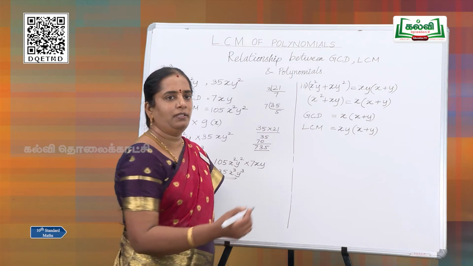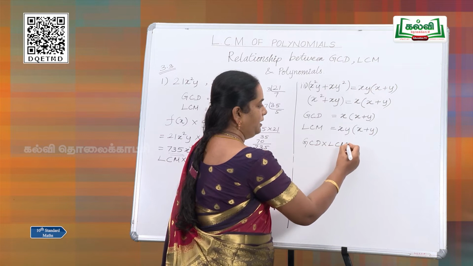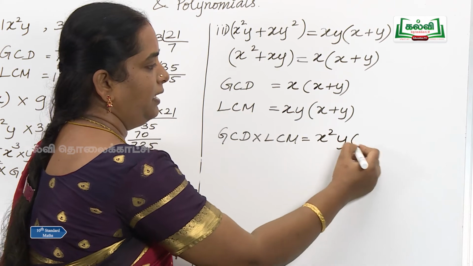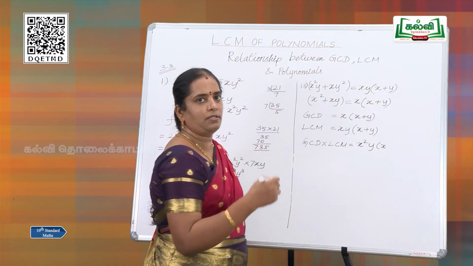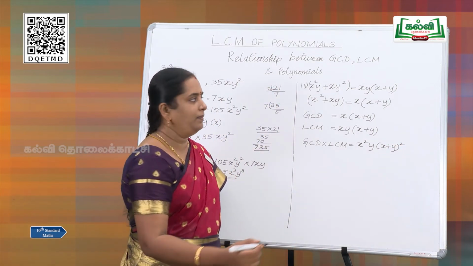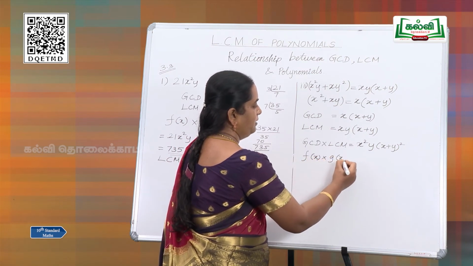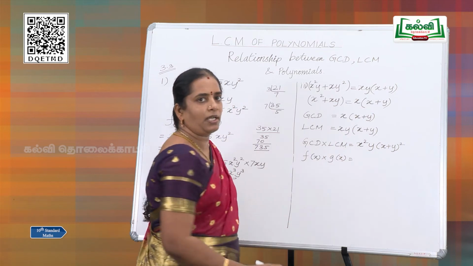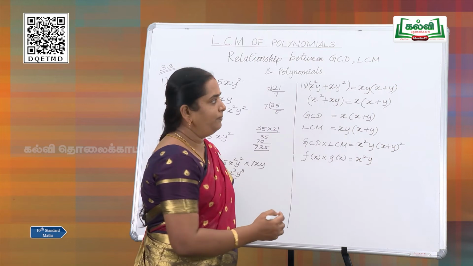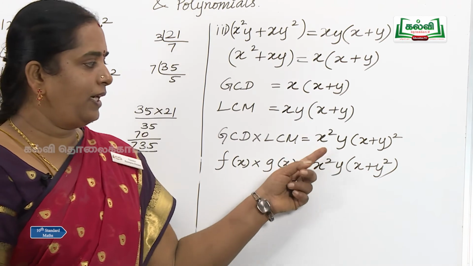So, we are going to verify by finding the product. GCD into LCM here is x into x, x square, y, and x plus y into x plus y, so x plus y the whole square. This is the product of the GCD and LCM. Now find the product of the polynomials f of x into g of x. Multiply x into x, x square, y, only one y is there, so y, and x plus y into x plus y, the whole square. So, here also we have verified the relationship.